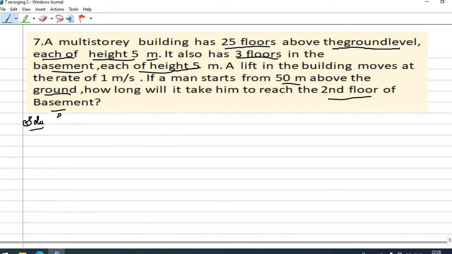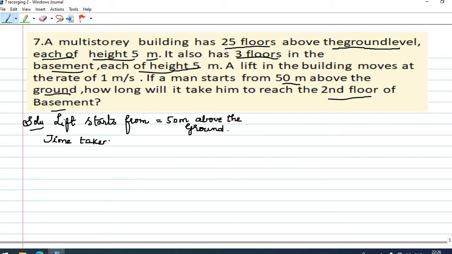Where does the lift start from? Lift starts from 50 meter above the ground. So time taken to cover 1 meter is equal to 1 second, which is given in the question. 1 meter per second. Now 1 meter 1 second means 50 meter is equal to how much? 50 second. Okay.